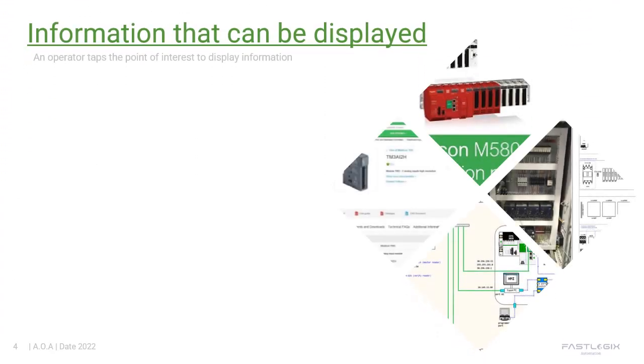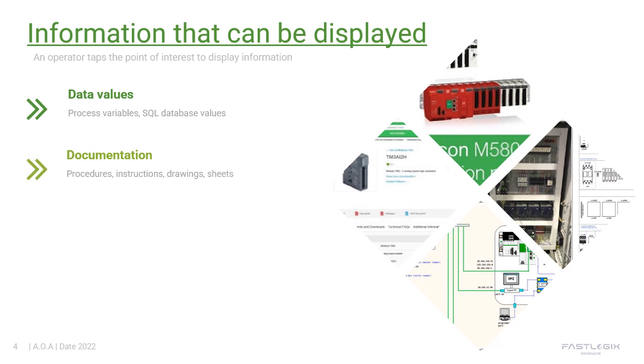An operator using A.O.A. can rely on any type of information. For example, any data value, a database input, variable documents such as schematics or instruction sheets, multimedia files, web pages and hyperlinks, and more.